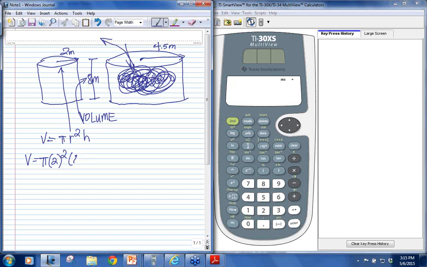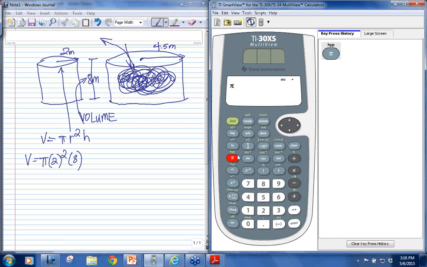All right, times the height of 8. All right, so let's enter that in the calculator real quick. Okay, so first thing that we're going to have to do is to access the pi button right there. Everything I enter in the calculator, the last button I press is in red. And then you'll also see it on the right-hand side of this calculator screen, what buttons I'm pressing, so you can follow through if you're running a little behind.